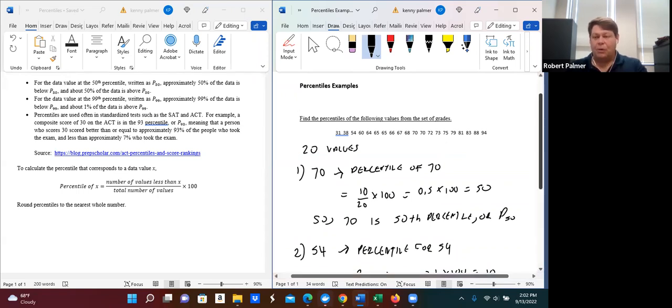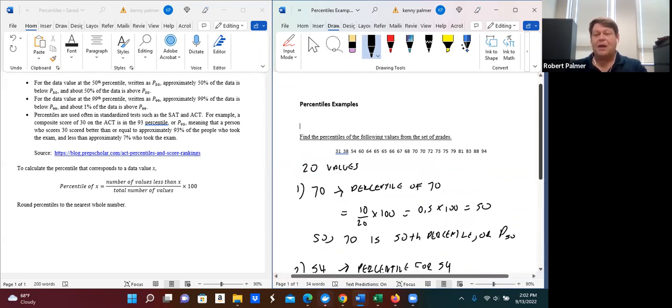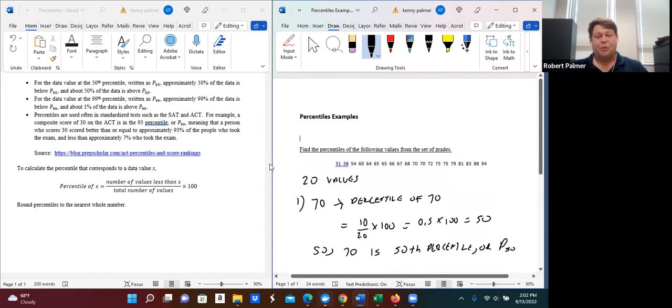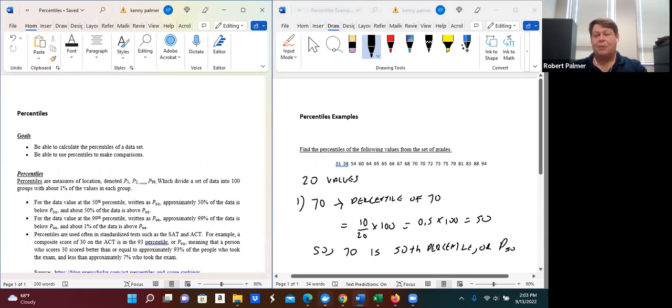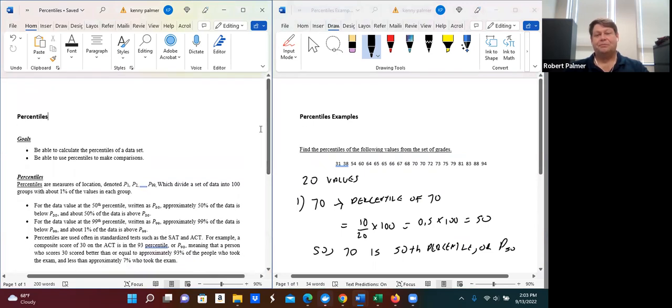So what we learned so far is how to find percentiles, which is a fairly straightforward formula. Then also how they are used as comparison tools and what they mean, how they're often used, which is often in standardized tests or exams like the SAT and ACT.